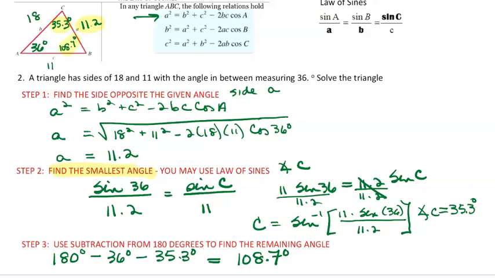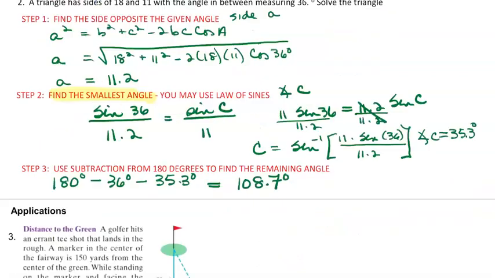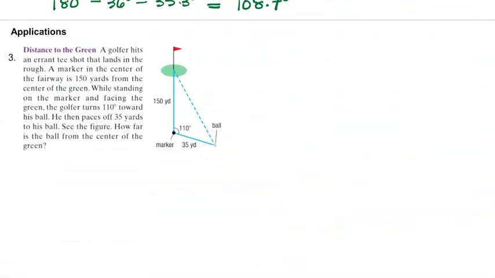I started solving with law of cosines. I found the missing side opposite the given angle, and then I switched over to law of sines, and I was able to do that because my focus was on the smallest angle. Then I used subtraction to get the remaining angle. Okay, there's one more quick little practice here.